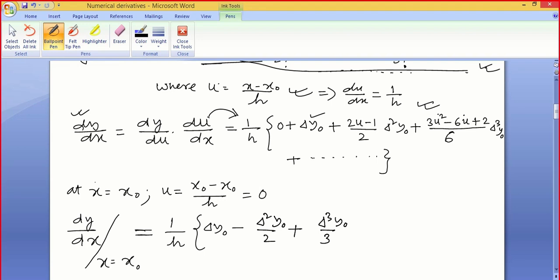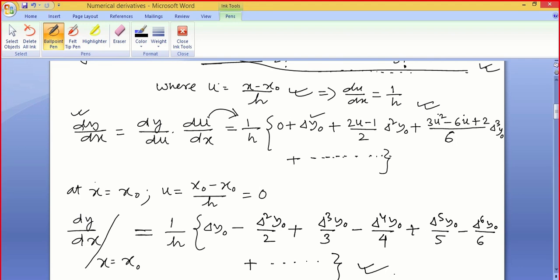If you calculate the next terms step by step and put 0, the next term will be del 4 y0 by 4. Next term will be del 5 y0 by 5. Next term will be del 6 y0 by 6. In that way, you will get an alternating series expression. That formula you have to remember. Derivative of the first point.